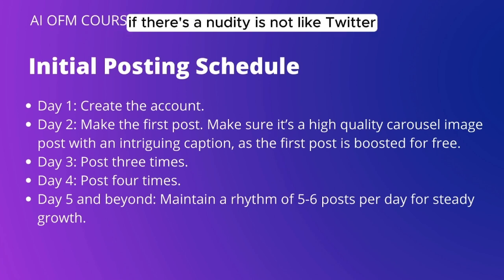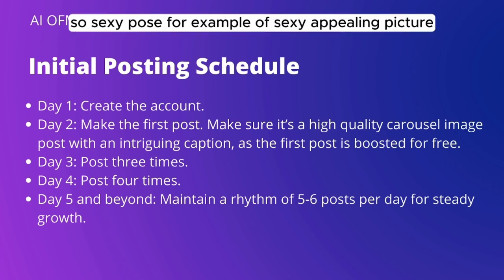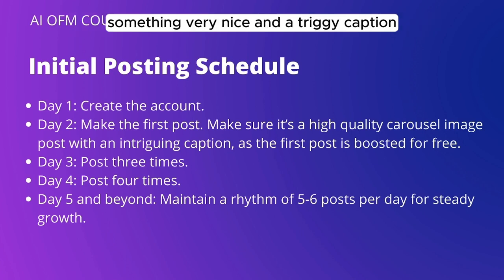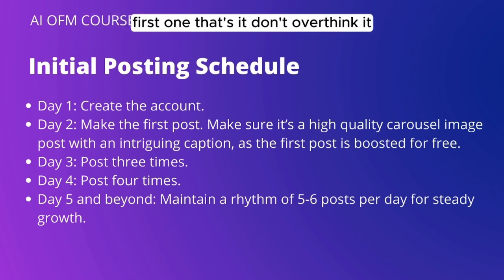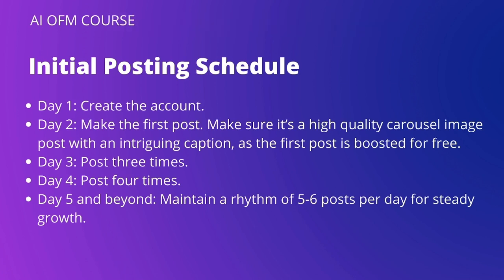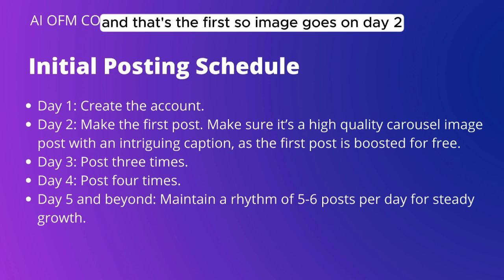Threads is like Instagram. If there's nudity, it's not like Twitter. You're gonna get banned. So a sexy post, for example, a sexy, appealing picture, something really nice, with an intriguing caption. Just a question about whatever, but just that post will get more visibility than usual. First one, that's it. Don't overthink it, but just think about that. Have 2, 3, 4 nice pictures at once. Put a cute caption that asks a question, and that's the first image post on day 2.